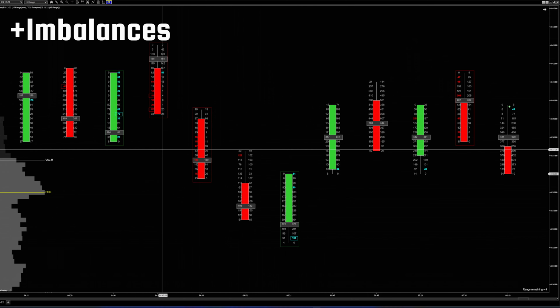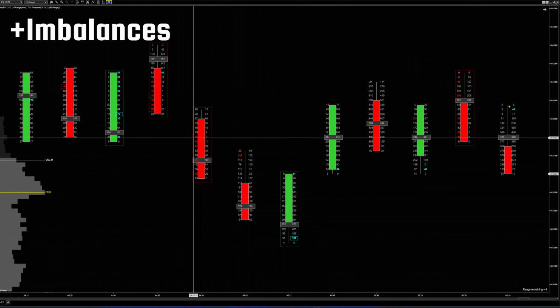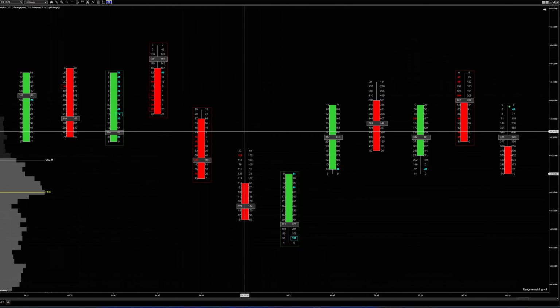Now let's add in some imbalances. Now what imbalances are, is when the ask or bid is outweighing one another. So you can change these to different settings. I currently have mine set to 300%. Some people have theirs set to 400%.